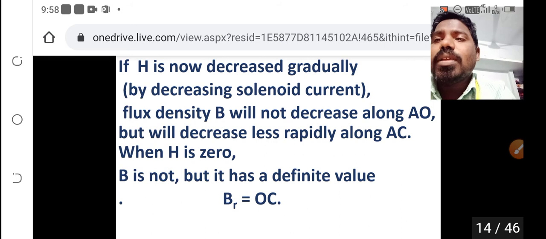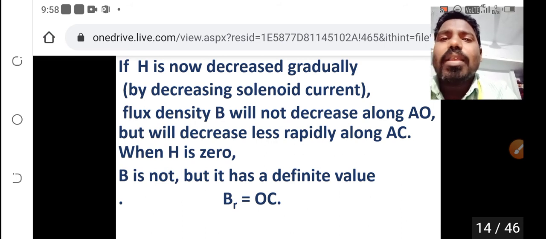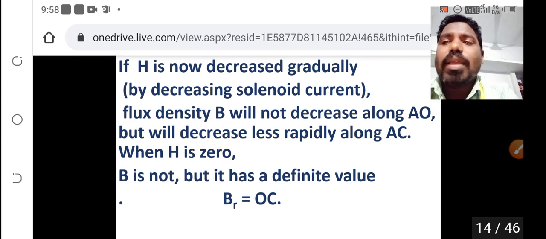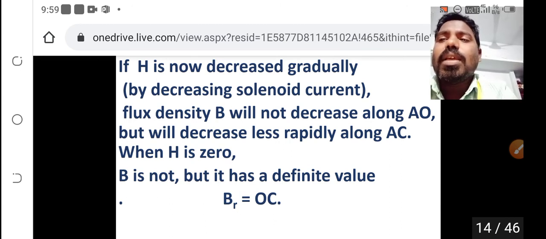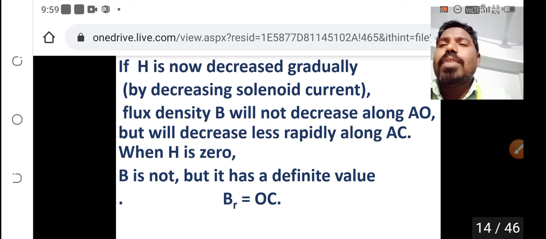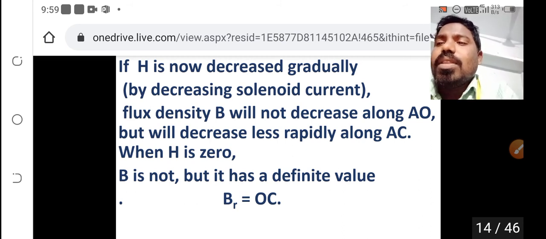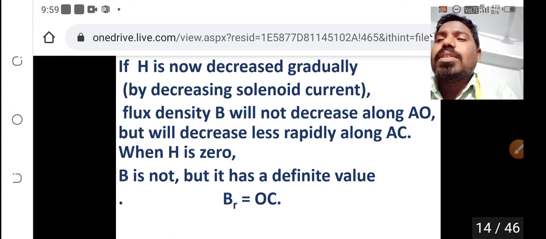It will be decreasing but not in the AO direction; it will decrease in the AC direction. So when, due to the solenoid current, H is 0, there is a decrement in the B value, but the decrement is not to 0, it is having a certain value.